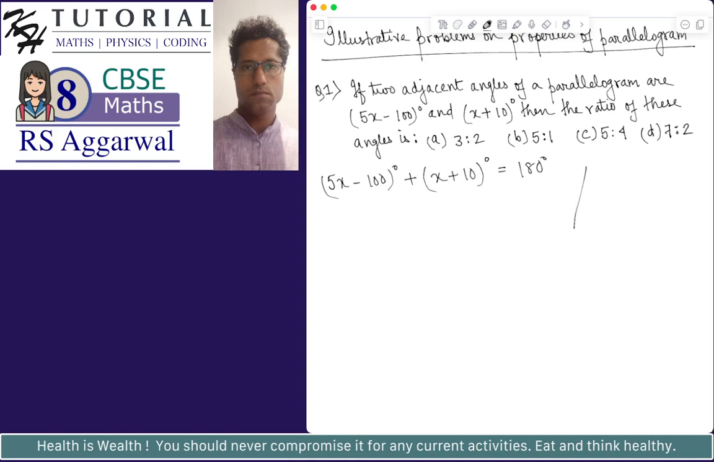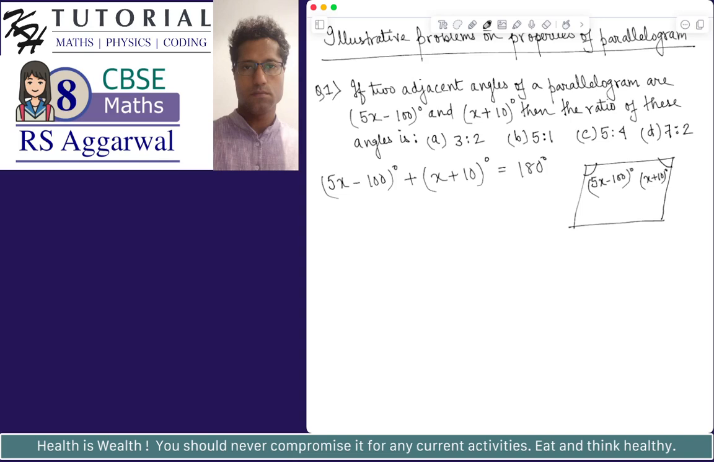You can consider the diagram something like this. So these two angles are adjacent. It could be any other pair of adjacent angles. Just for the sake of discussion, I am considering that it is talking about these two adjacent angles, and let's say this is 5x minus 100 degree and this is x plus 10 degree. So we have their sum. Since they are adjacent angles of a parallelogram, their sum should be equal to 180 degree.